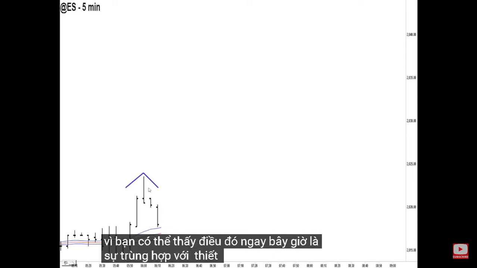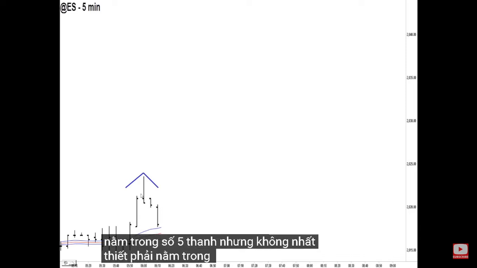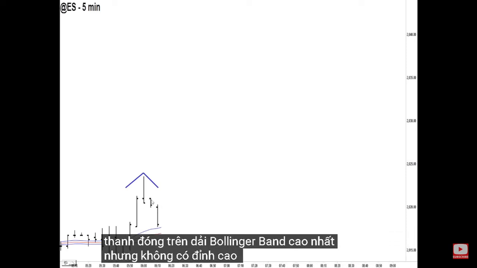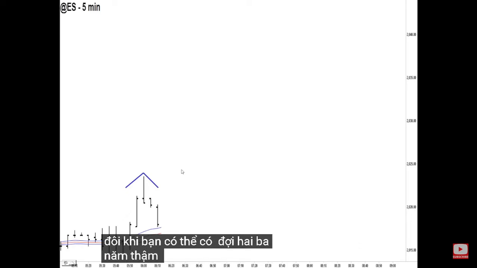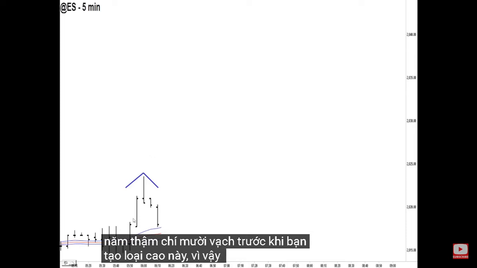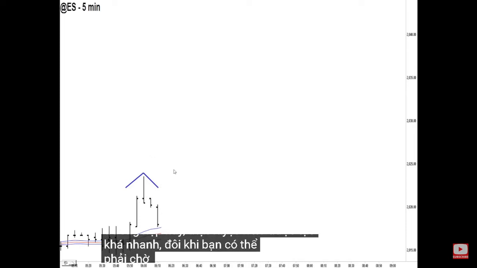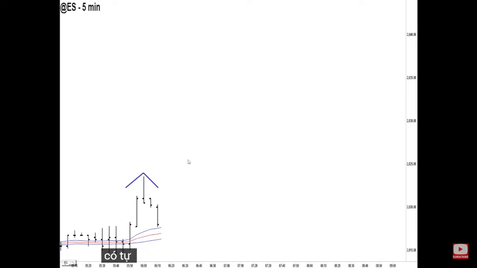Now, the coincidence with this particular setup is that the short-term pivot high is within the 5-bar count, but it doesn't have to be. In other words, you can have 5 bars close above the highest Bollinger Band, but no pivot high created yet. And sometimes you may have to wait 2, 3, 5, maybe even 10 bars before you have this type of high created. So in this case, it's nice because it was created rather quickly. Oftentimes you may have to wait and just monitor it to make sure it does generate itself.